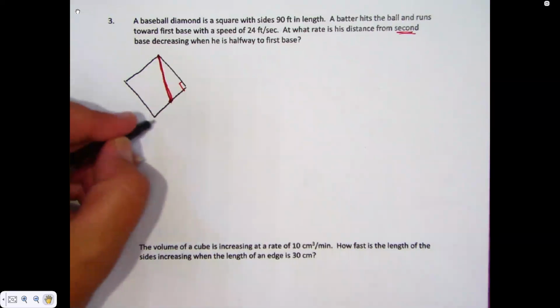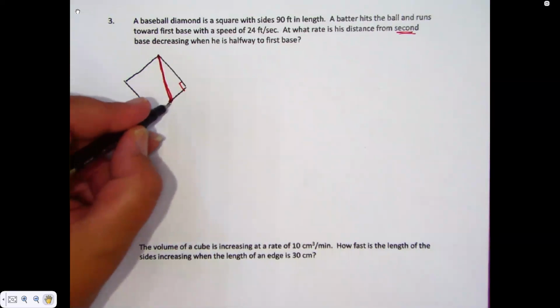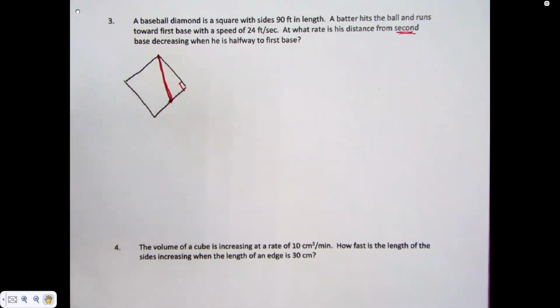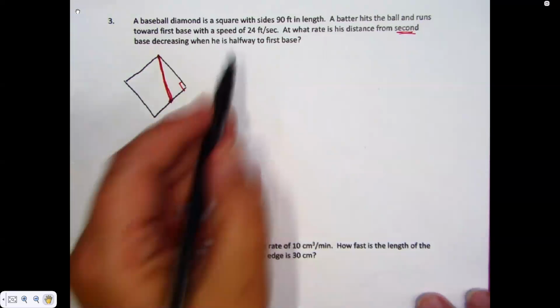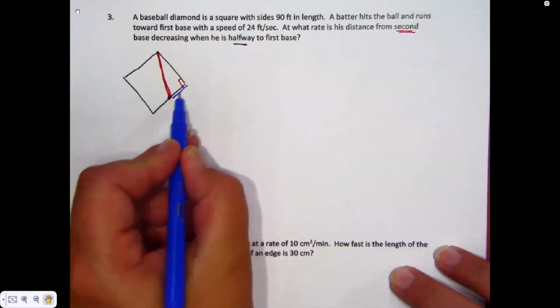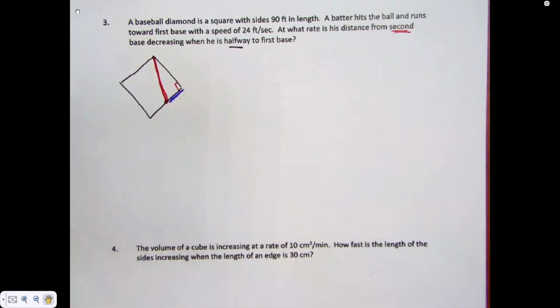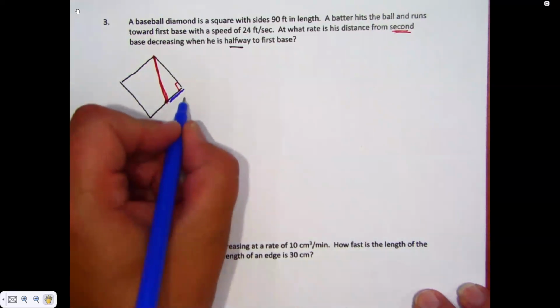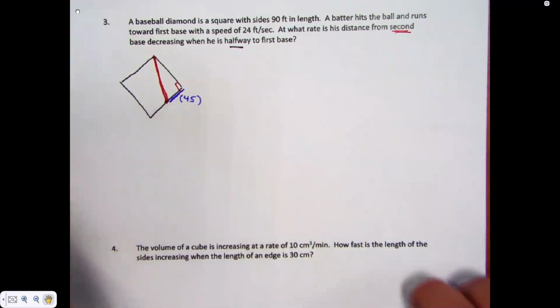Now, he's running, so this distance is always changing, but they want us to stop when he is halfway. So what would this length be? It's always changing, but at the moment in time it is halfway, or 45. Okay, but that one's always changing, so I'm going to put it in parentheses. There's one though that's never changing.